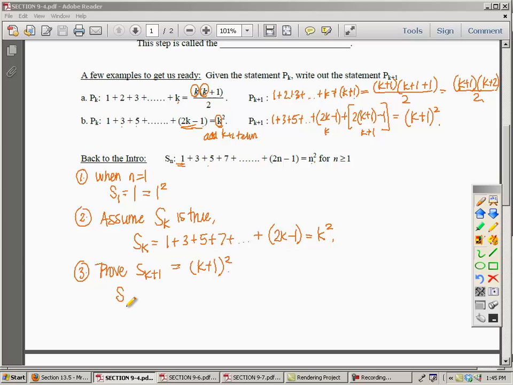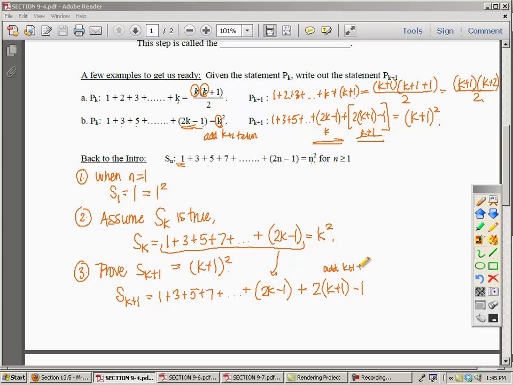This is the big step. S of K plus 1. What we do is start with what we have above the sum: 1 plus 3 plus 5 plus 7. And like we did above, we always go to the K term first. So like right here where it gave us the K term, we go to the K term and we add in the K plus 1 term. So 2 times K plus 1 minus 1. Okay, so you go all the way to the K term. So basically you take this stuff right here and you just bring it down. And then you add the K plus 1 term.